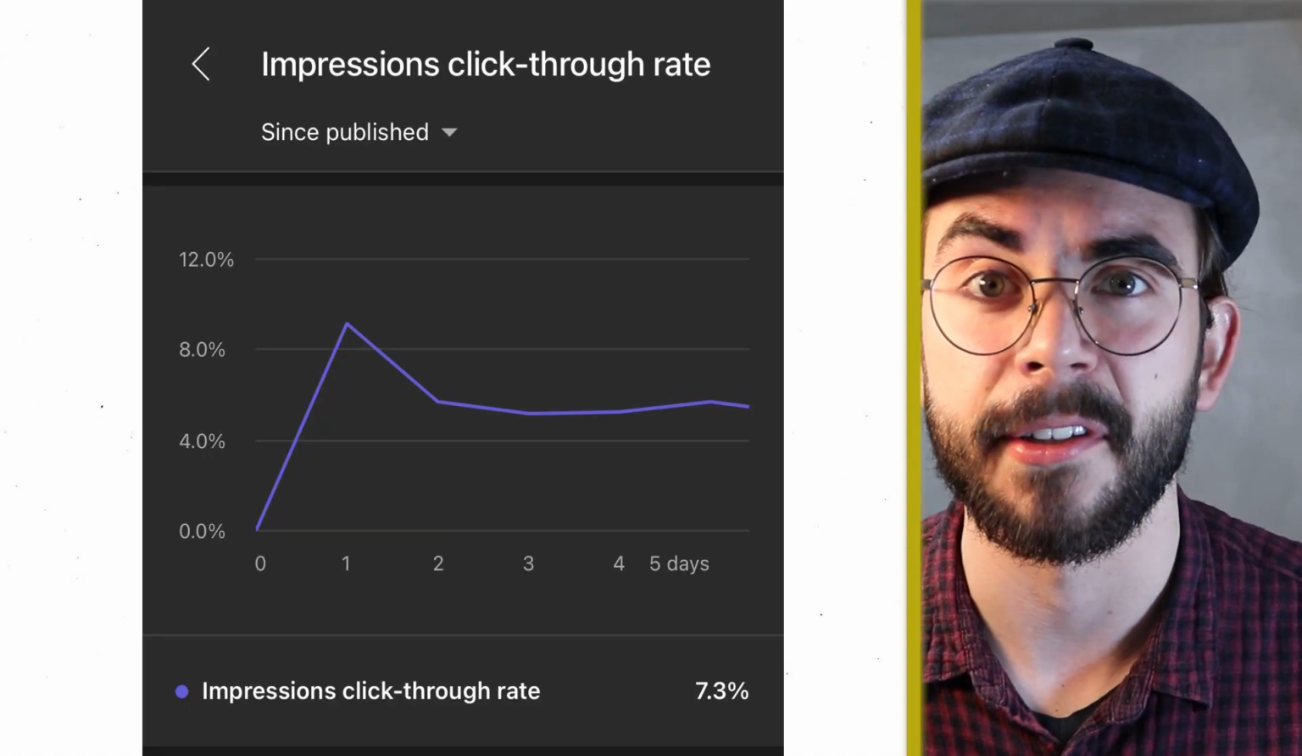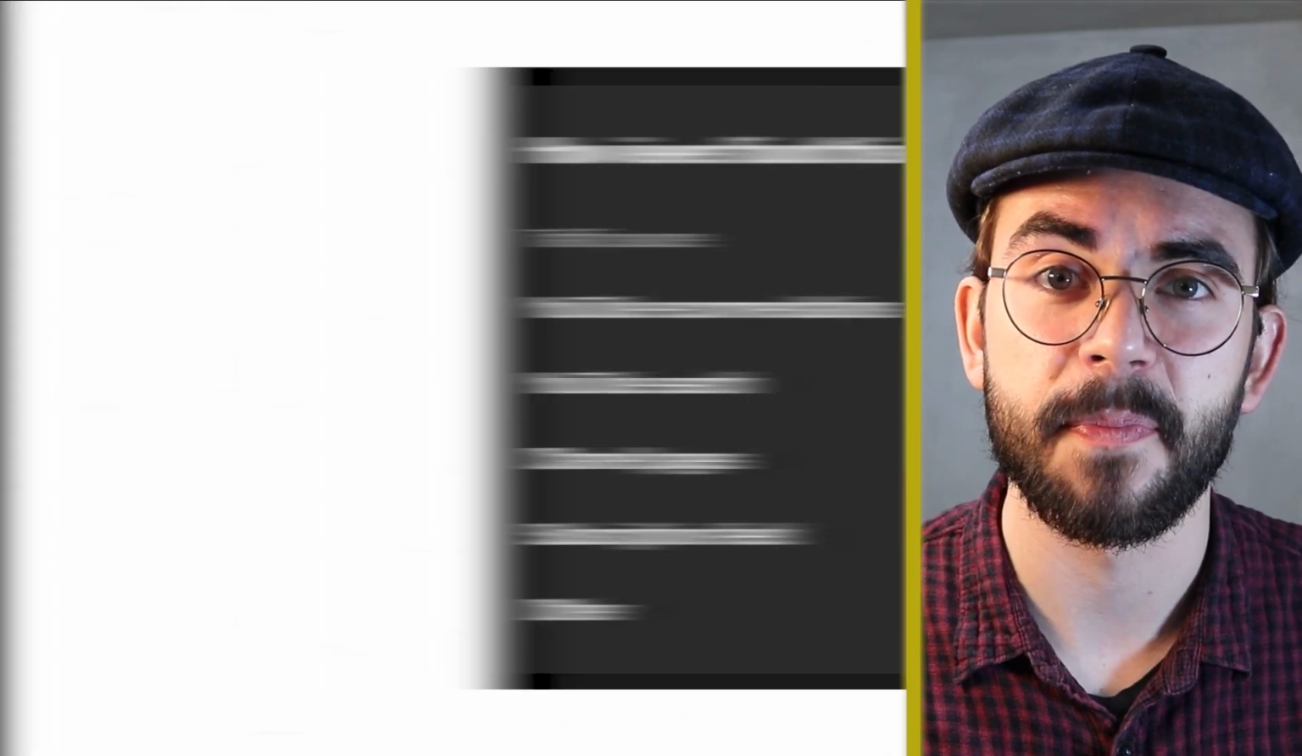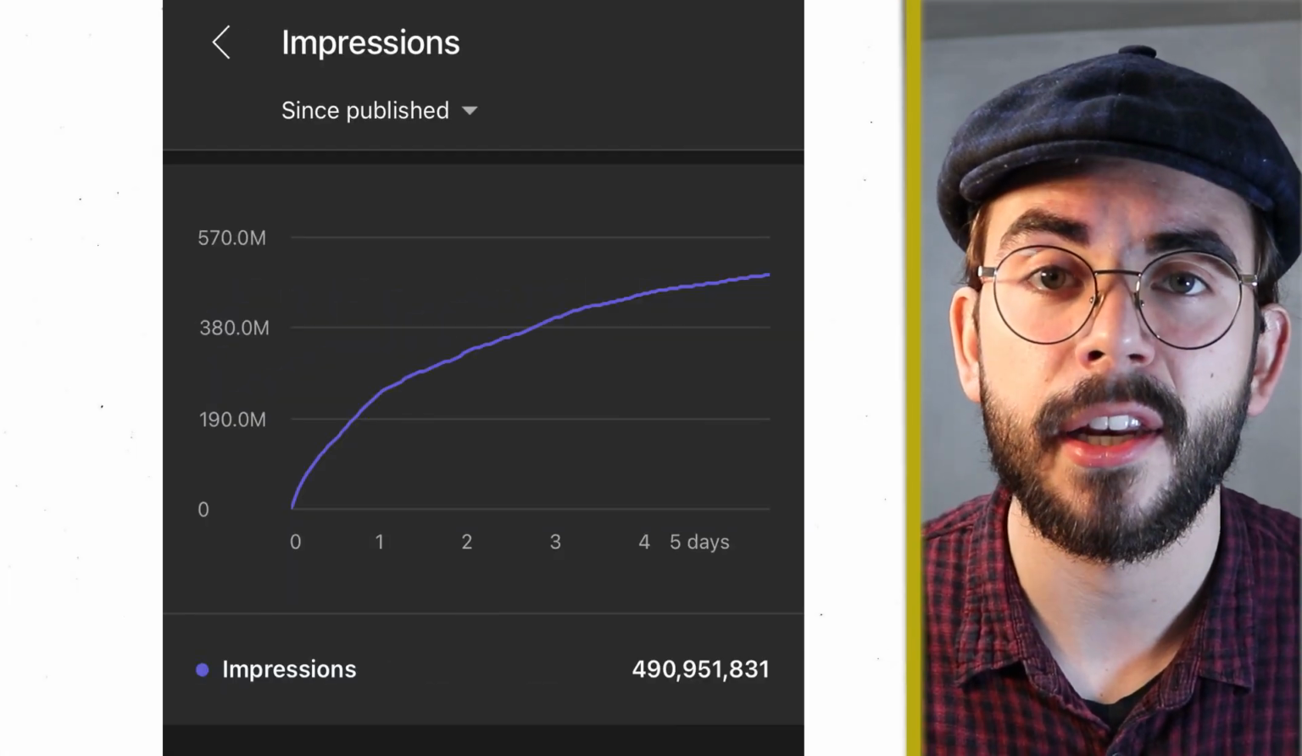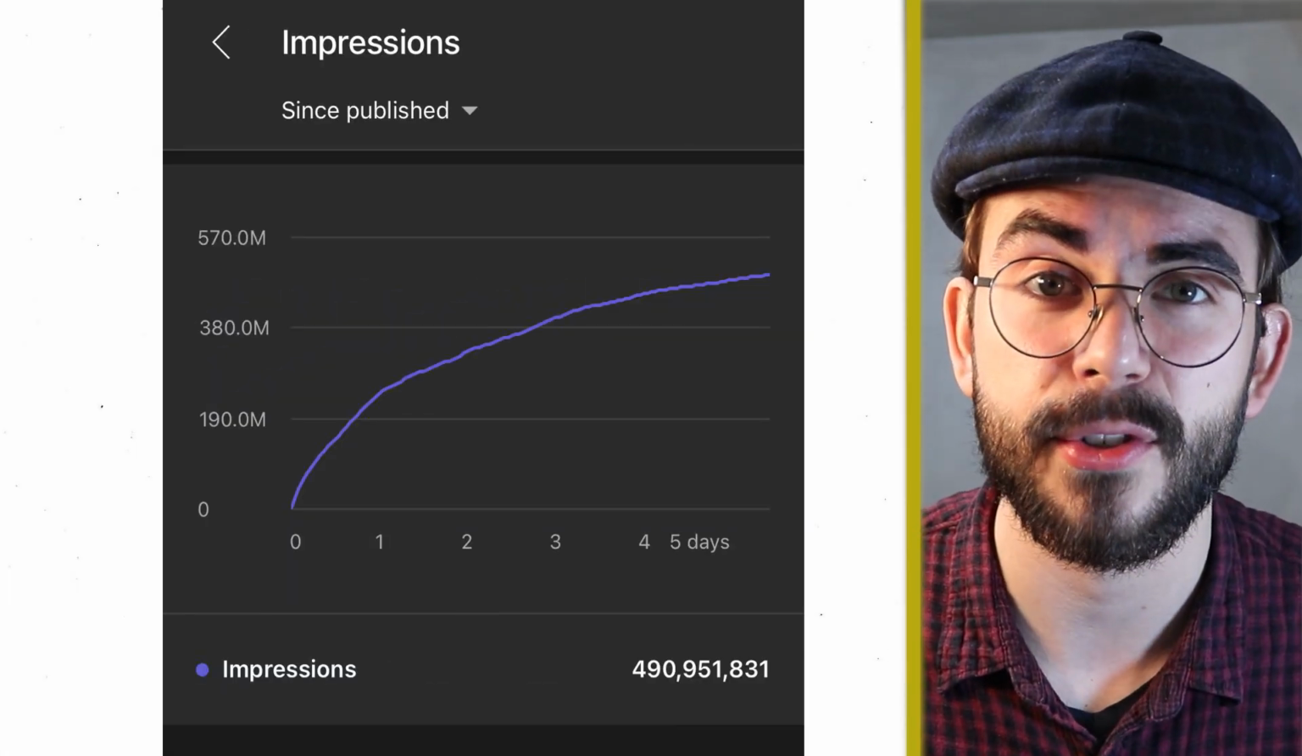MrBeast shared his analytics. His click-through rate is 7.3%. Most of his traffic comes from recommendations. And look at this, 490 million impressions, and this data is from 1 to 2 years ago. What can this teach us? Your CTR doesn't have to be extremely high to get millions of views. It's part of the video, but only a small fraction of what makes a good video.